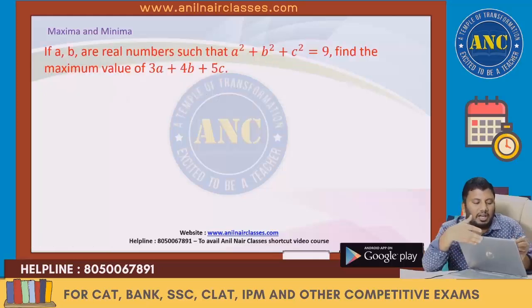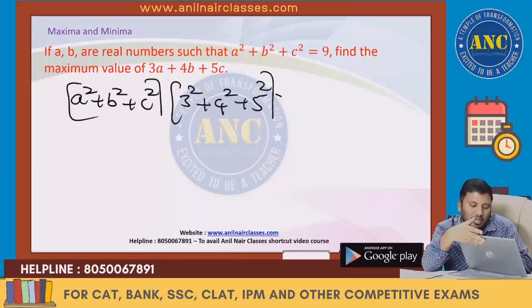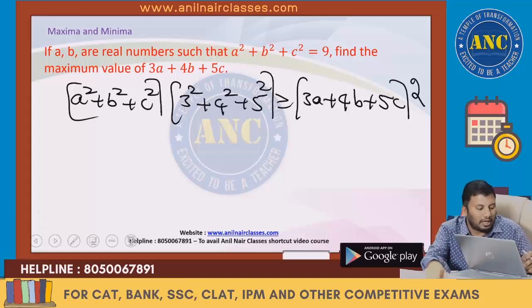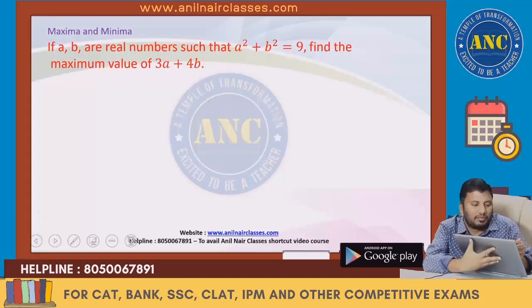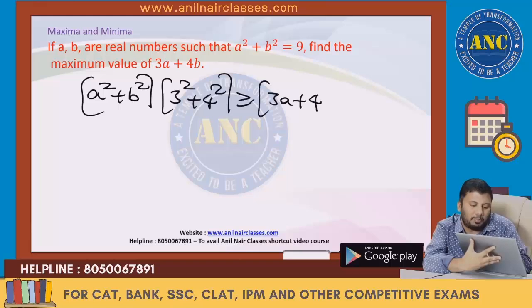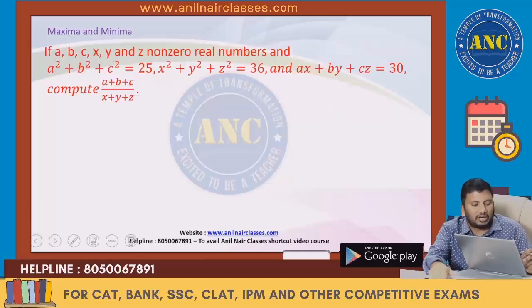Now A, B, C, D are real numbers. These also we solved. (A square plus B square plus C square) into (3 square plus 4 square plus 5 square) is greater than or equivalent to (3A plus 4B plus 5C) whole square. Direct inequalities, if you know it. These also we solved. (A square plus B square) into (3 square plus 4 square) is greater than or equivalent to (3A plus 4B) whole square. Direct application of the concept.